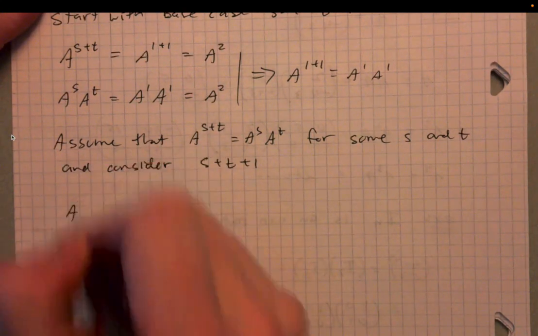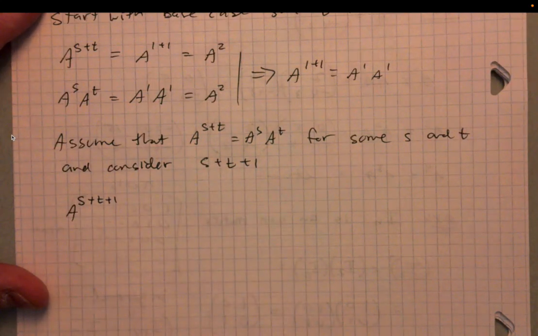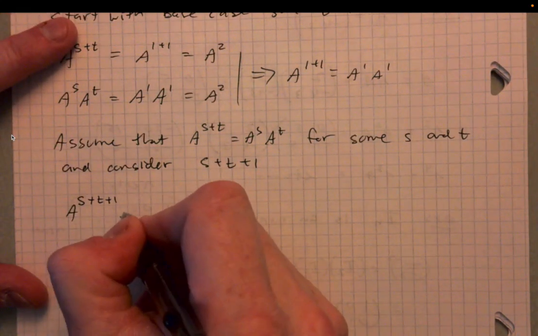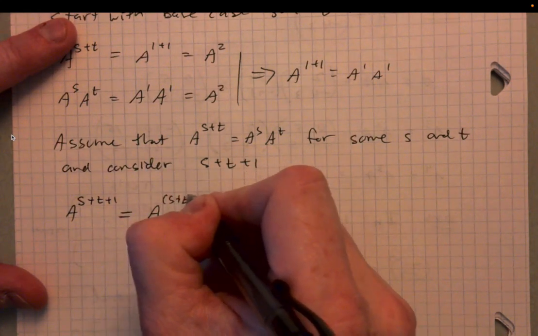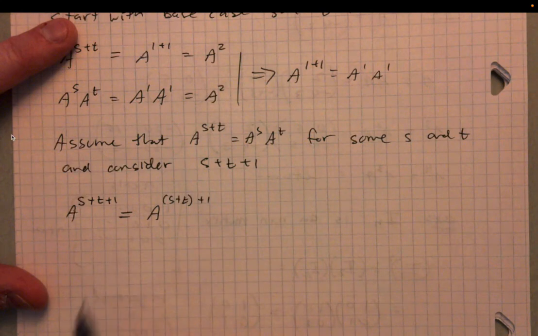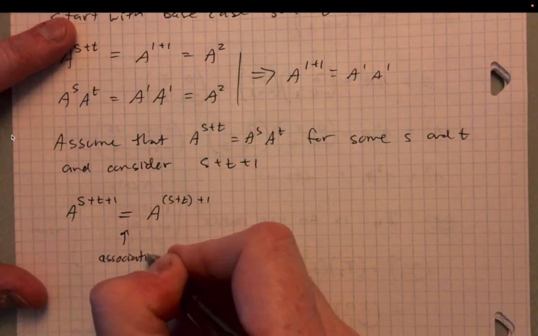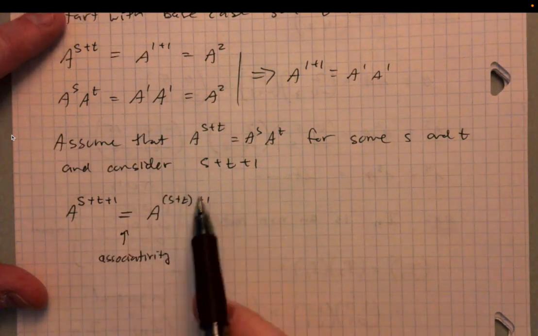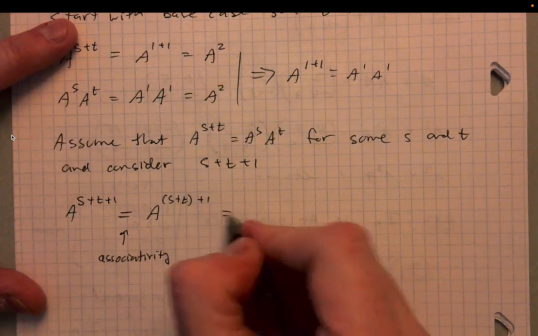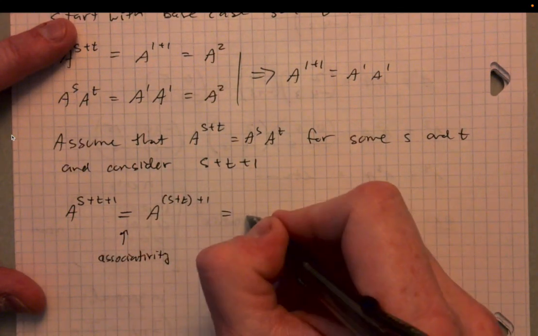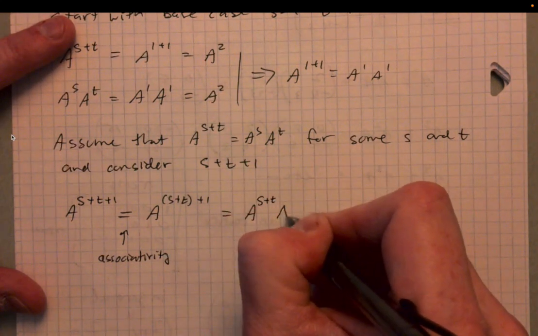Let's start with A raised to the s plus t plus 1 power. This is going to be equal to A raised to the s plus t plus 1 power. Now what am I doing here? Well, this is just associativity of integer addition. These are just integers, I'm associating them. And we know that this is going to be equal to A raised to the s plus t power times A.